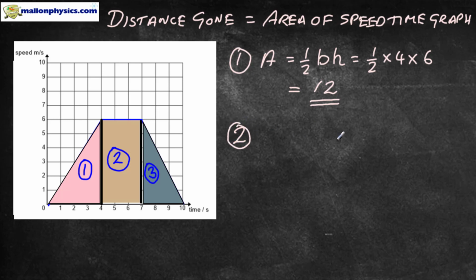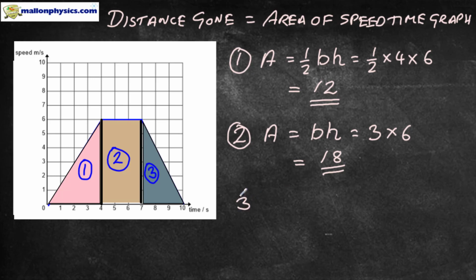What about the second area? Well, the second area is just really a rectangle, and we can just go the length times the height of it. So it's going to be 3 along and it's going to be 6 up. So the area of the rectangle is just its breadth times its height, which is going to equal 3 multiplied by 6. So that area is going to be equal to 18. So I would know that in the 4 seconds to 7 seconds, the object would travel 18 metres.